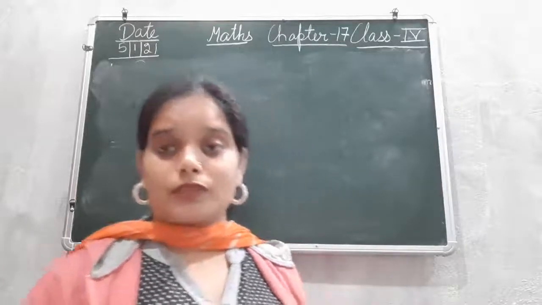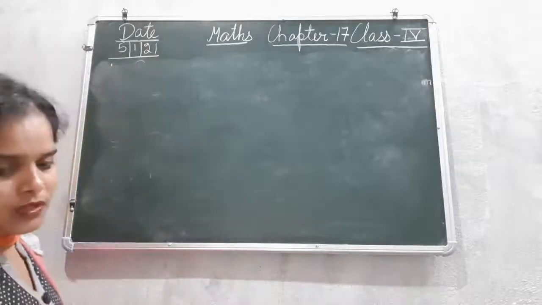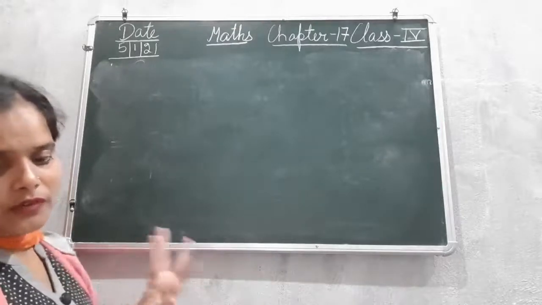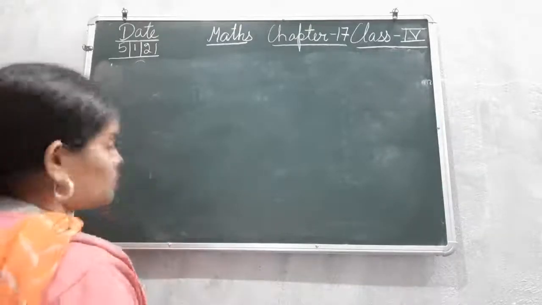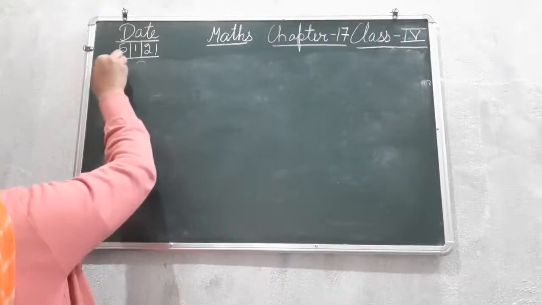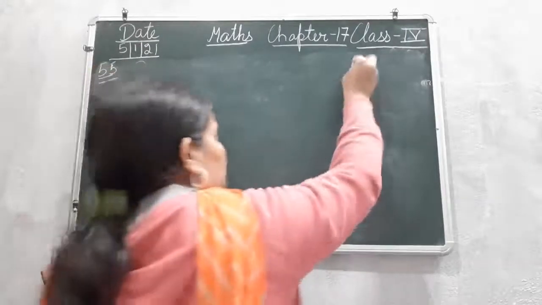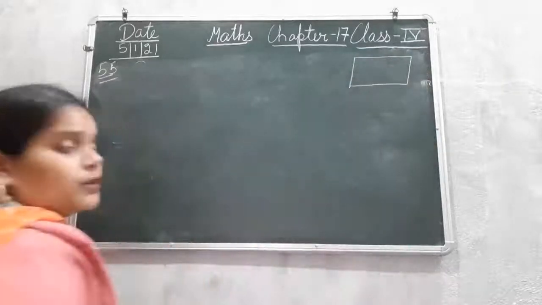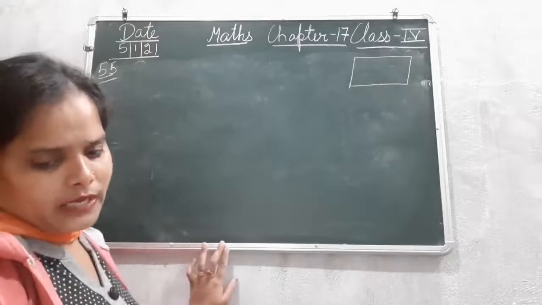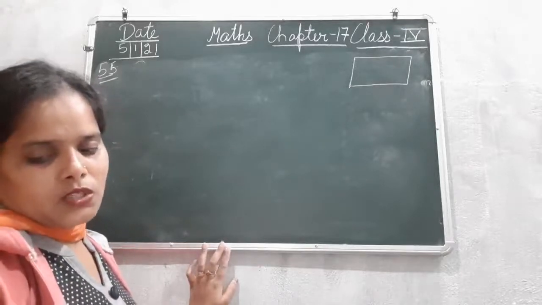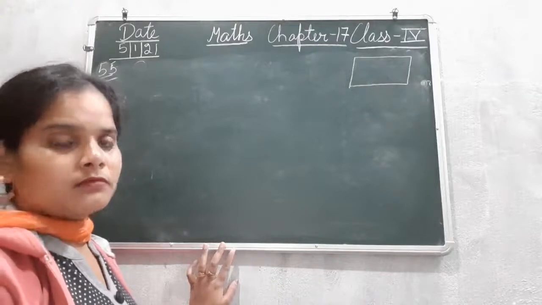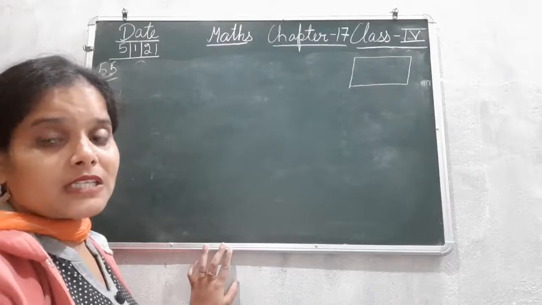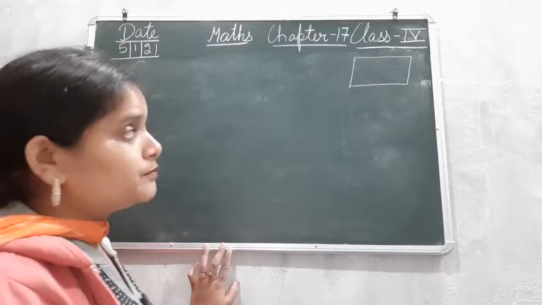So let's again, first of all, draw the diagram. A boy goes round 3 times around a rectangular field. The shape of the field is given, that is rectangular. The rectangular field is here, and the measurement is 25 meter and 19 meter. This is the length of that rectangular field. So this is the measurement.